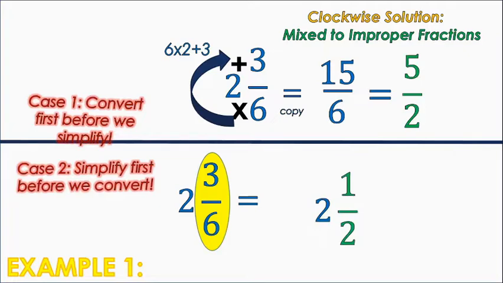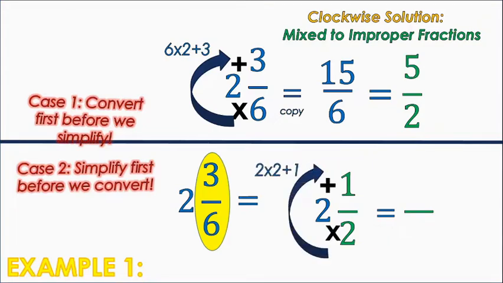Now, let's do the clockwise solution. So there we have it, 2 times 2 plus 1 equals 5. Copy the same denominator, which is 2. Now, as you could see, even though we do the different cases, we still arrive at the same answer. Let's have one more example to prove and find out whether we could still arrive at the same answer.